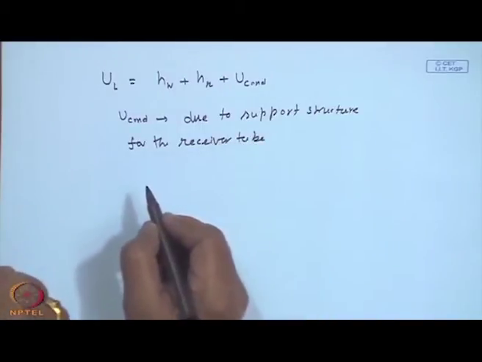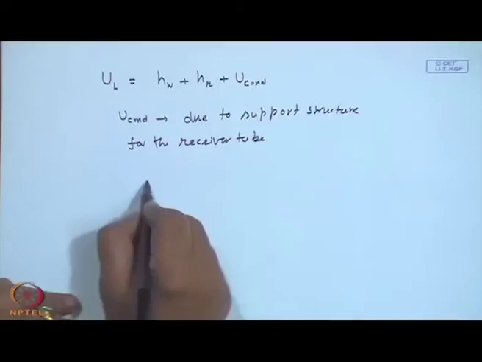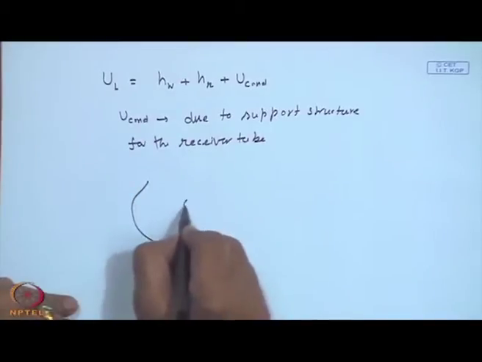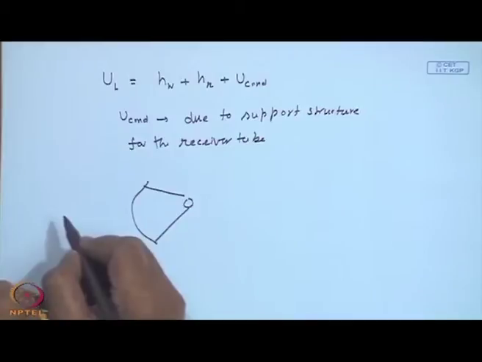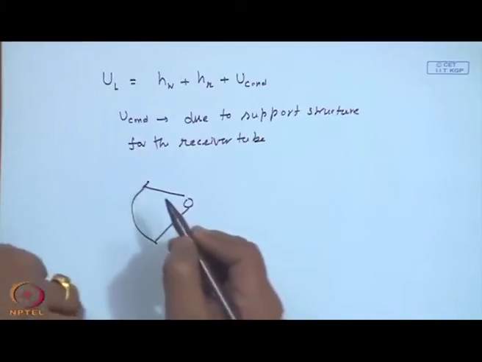Because like we have been showing schematically, the receiver tube will not be just hanging in air, and it has to be something like there may have to be supports with respect to the receiver or this reflector or a frame. With that, they may act like some sort of fins added to the receiver tube, and hence there may be loss. So, my overall loss coefficient will comprise of the wind loss coefficient, a radiative loss coefficient, and the conduction loss due to the support structure.